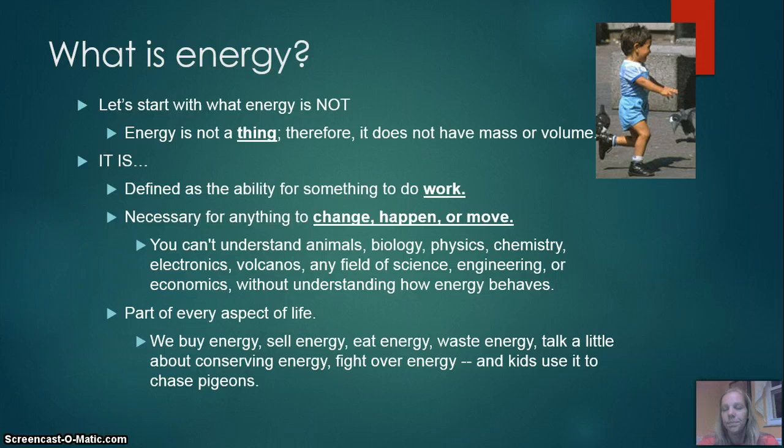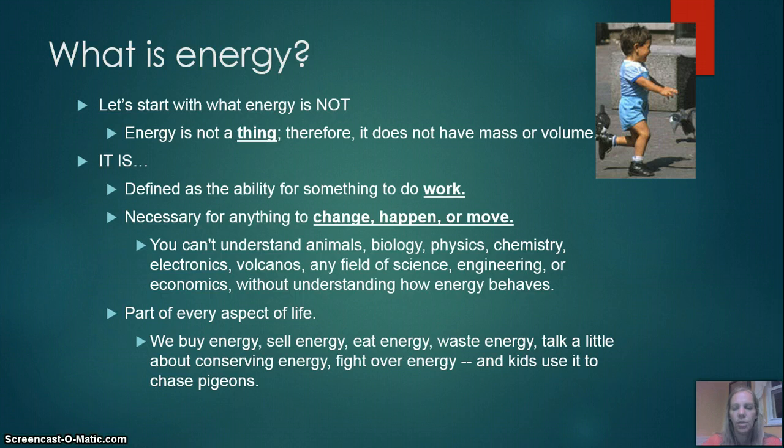So what does that mean? Well, first let's talk about what energy is not. Energy is not a thing. Lots of students have misconceptions that energy is something that has mass or volume and exists like an object. And that's not true. It's more of an abstract thing. So it is defined as the ability for something to do work. And in order for any object to change or for something to happen to it or for it to move, energy has to be involved.